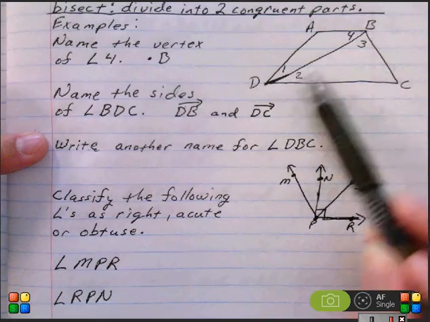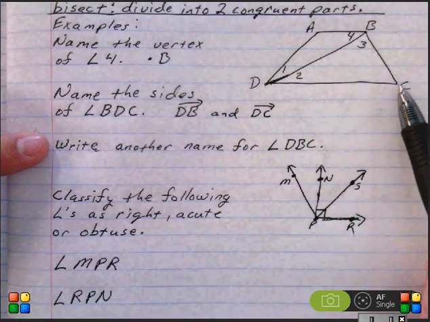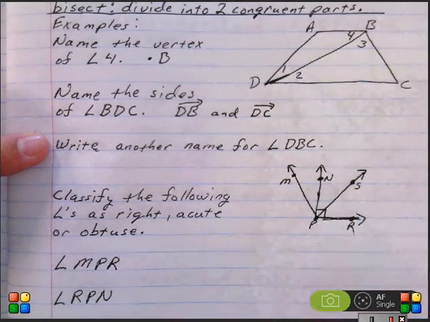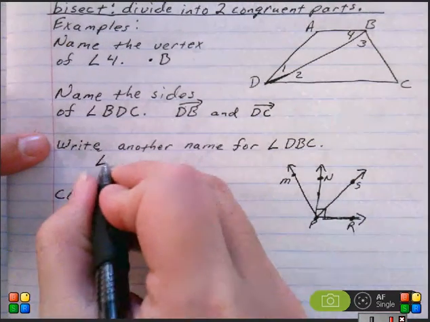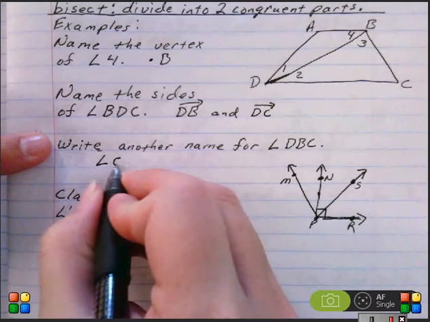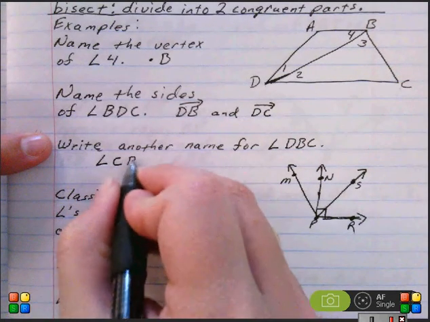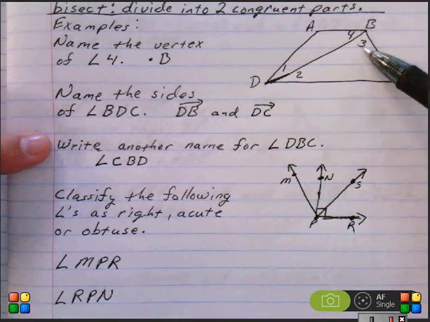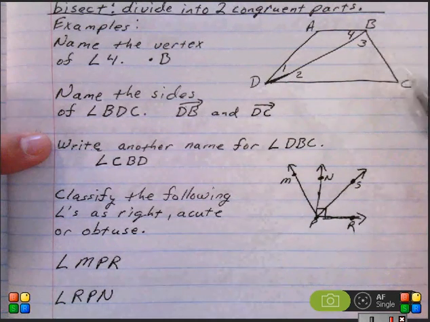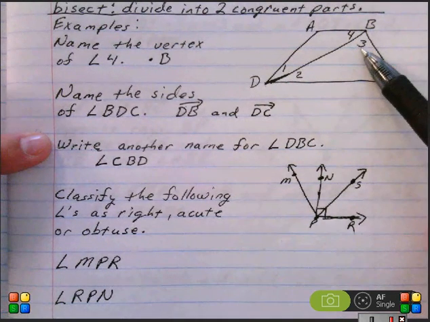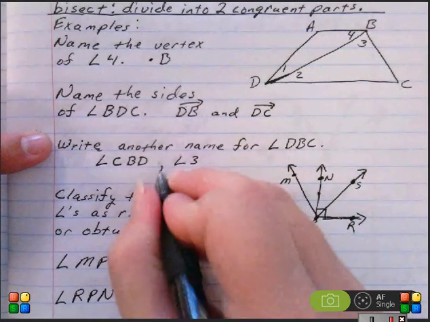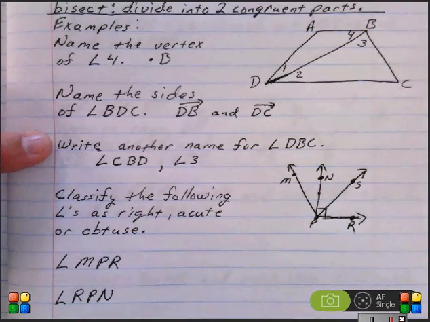DBC. What is another name for angle DBC? Now if you remember, I said we can go in the opposite order. So one way I can name this is angle, and then I'm going to go the opposite direction, so CBD. Another way to name it, since I have a number here, is with the number. So DBC, here's my number that goes along with that angle, so I can also call this angle 3.